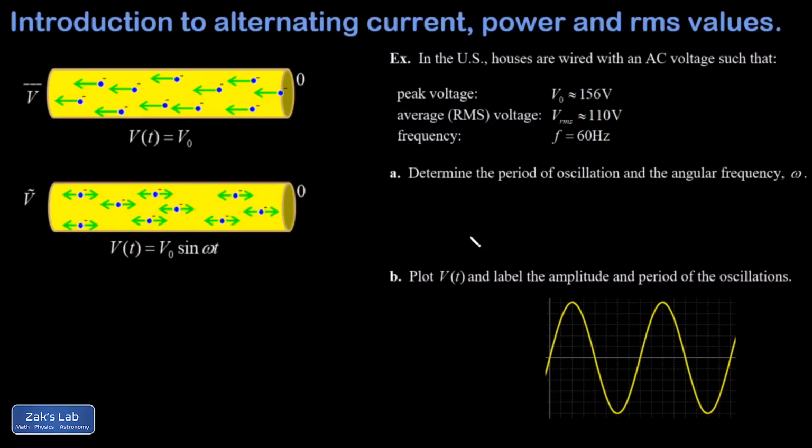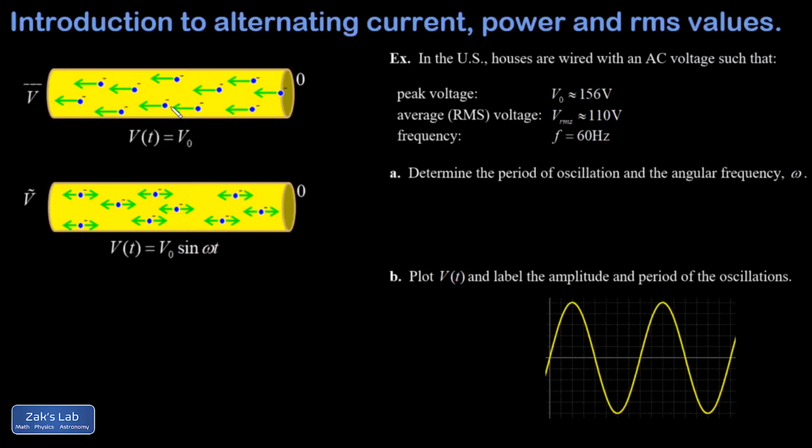In this video, we introduce alternating currents and we investigate the power dissipated by a resistor with alternating current passing through it. Along the way, we develop formulas for the RMS or root mean square values of current, voltage, and power. And finally, we wrap things up with a few simple examples of resistor calculations involving alternating current.